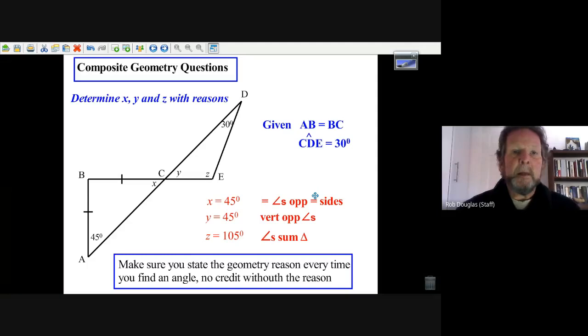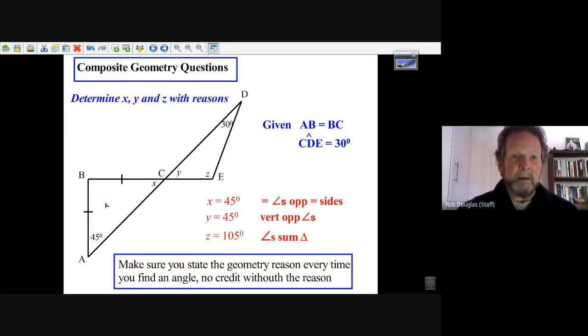Okay, today we're going to look at some stuff that might be a little bit more challenging using geometry reasons. I'm going to do one example, and then I'm going to talk about the questions that I'm going to give you. It starts off with this question here. It's two triangles that are connected with a straight line here.